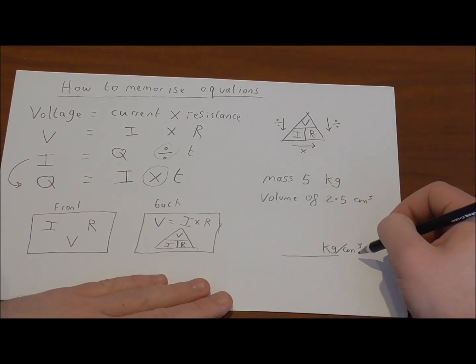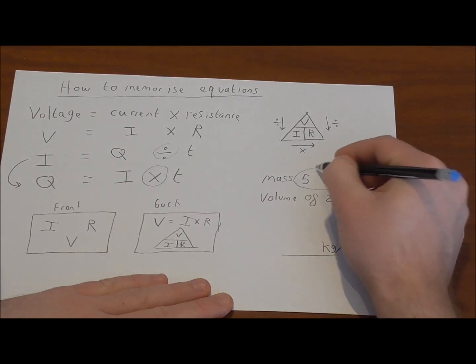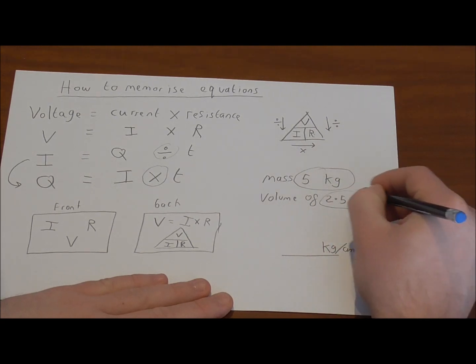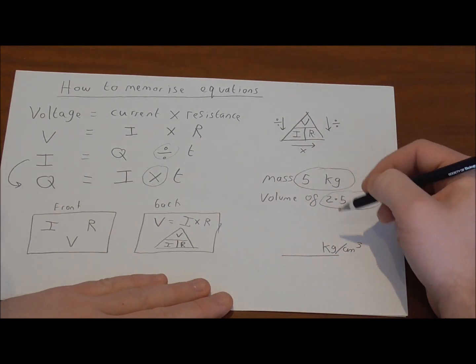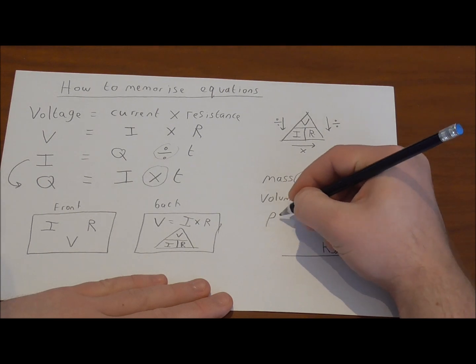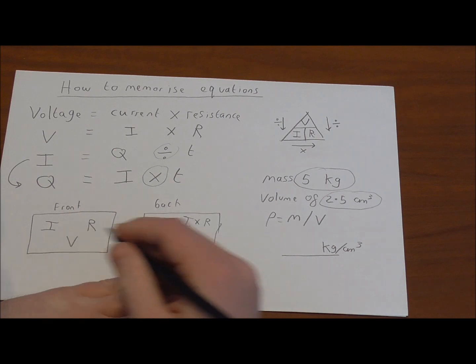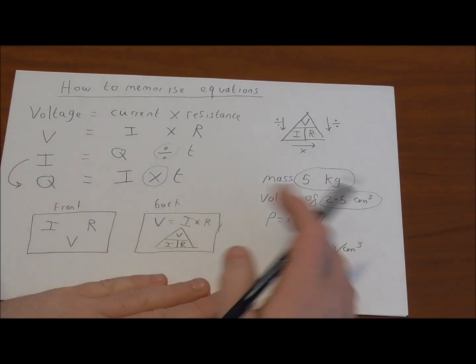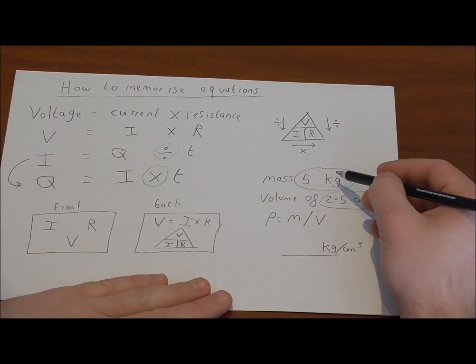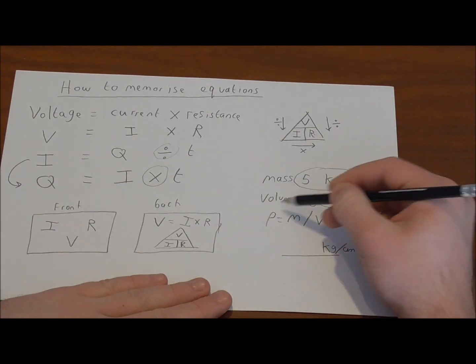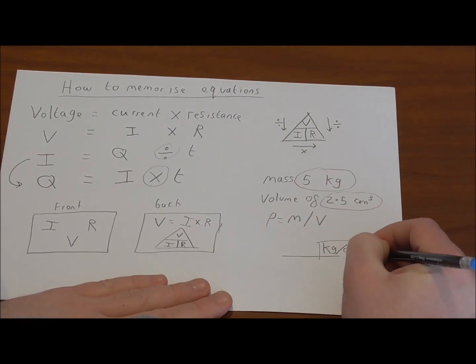So whatever they've done here for the unit, we will do some numbers. So kilograms over centimetres cubed. We've got 5 kilograms, 2.5 centimetres cubed. So it must be density equals mass divided by volume. The same, of course, works if you don't know the unit. Place the units you're given through the equation, and that will give you the unit.